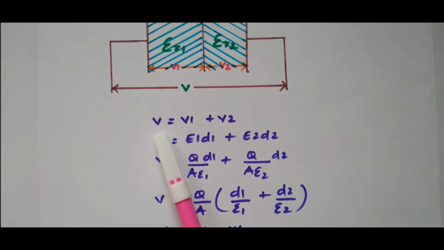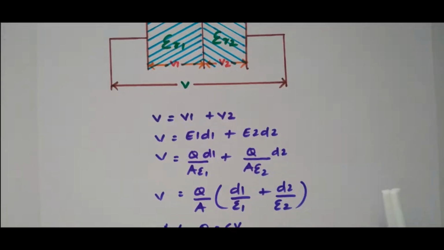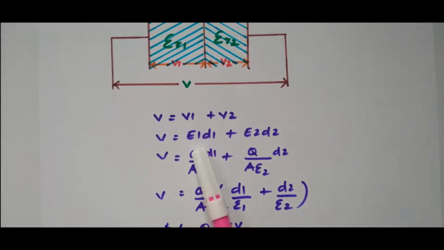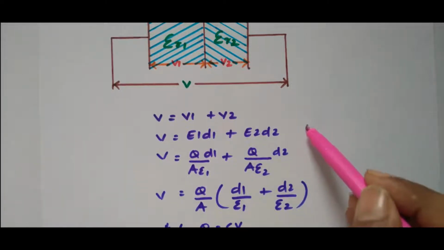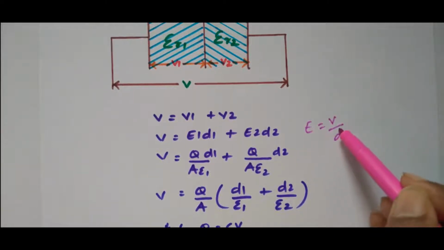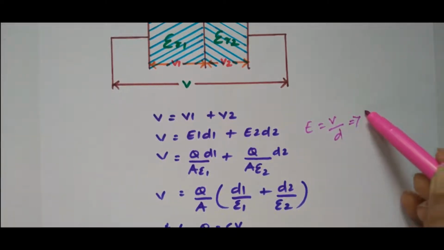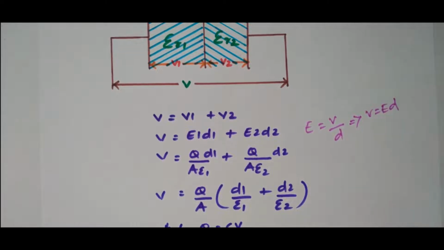The applied voltage V equal to V1 plus V2, that is the voltage across the first dielectric material plus the voltage across the second dielectric material. We know that E equal to V by D, so V can be written as E into D. So V equal to E1 D1 plus E2 D2.